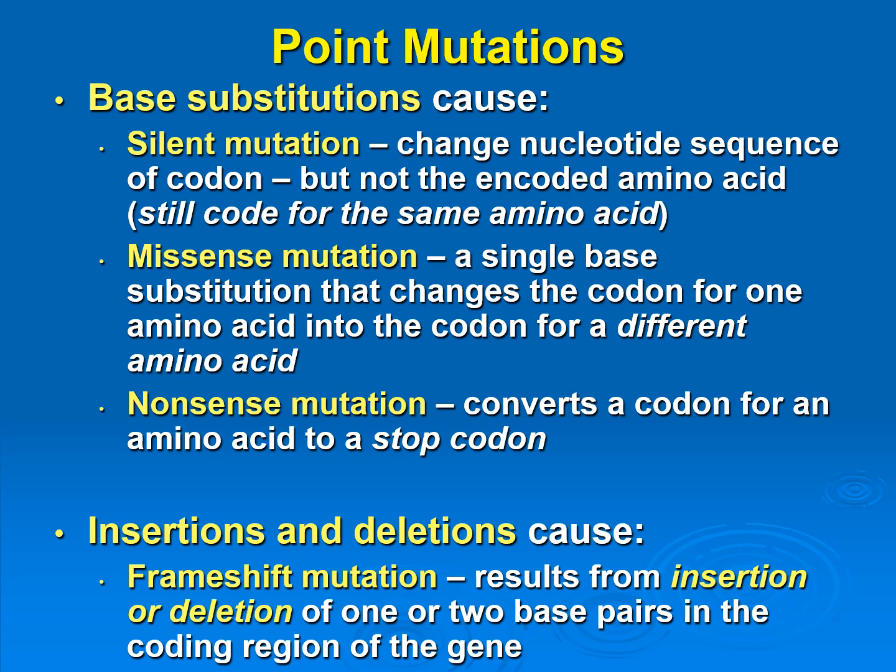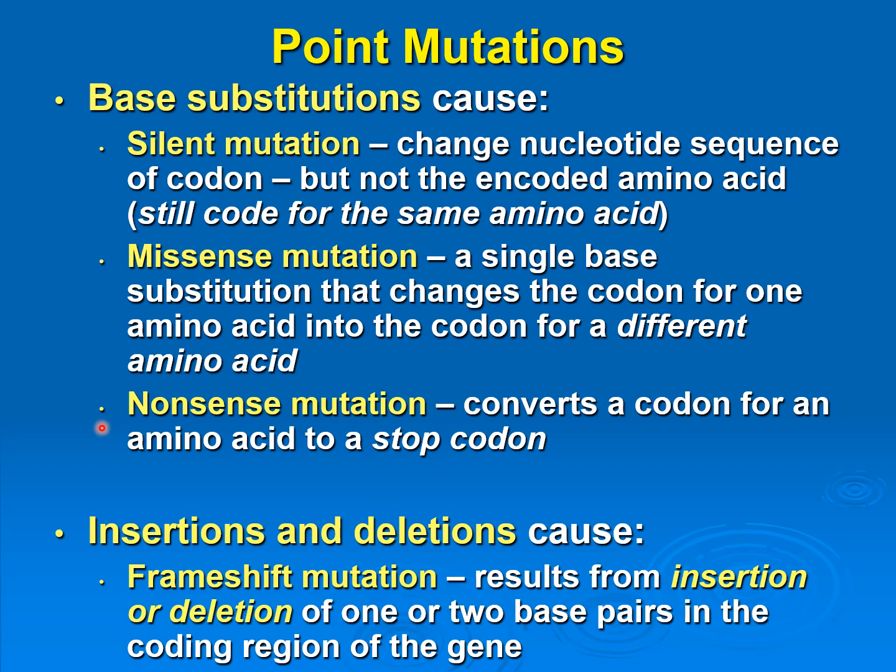All right, so these base substitutions, where we swapped out maybe the CG for a TA in the DNA, can cause a couple different types of mutations. That could cause a silent mutation, a missense mutation, or a nonsense mutation. So make sure you know the difference between these three.